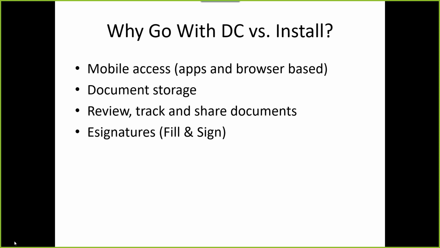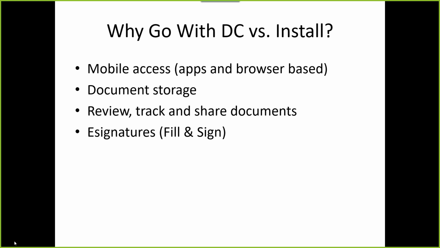So why go with the DC version, the subscription model, versus the install? Well, for one thing, you can get access to the full version of Adobe through the browser, through apps, through iPad, on your phone. They also give you document storage. The document storage is the Document Cloud. You can use whatever online document storage you use. So if you use Dropbox or OneDrive or Google Docs, you can actually hook the product up to those different storage repositories. You don't have to use their Document Cloud.